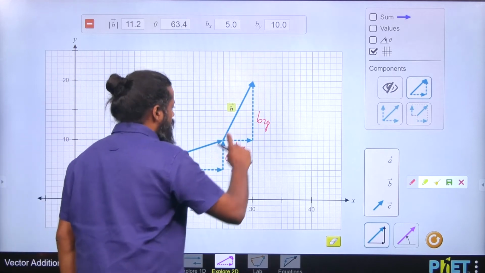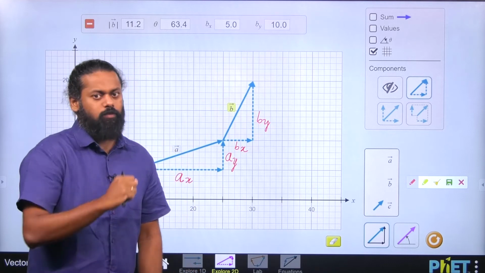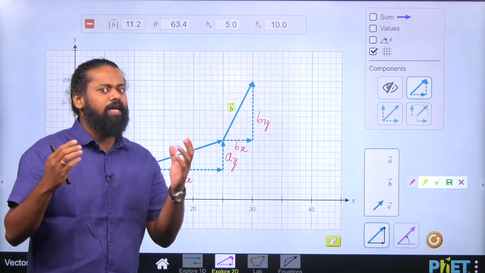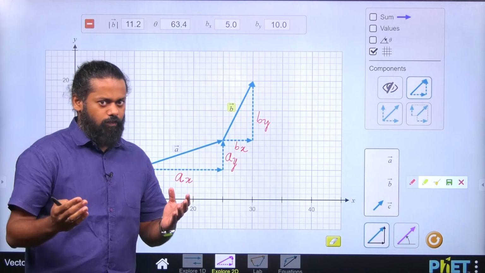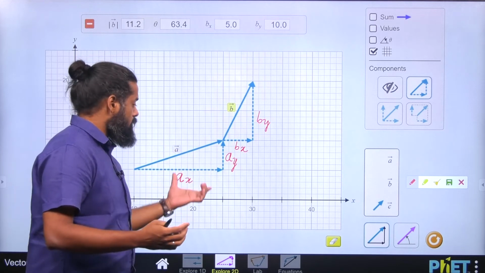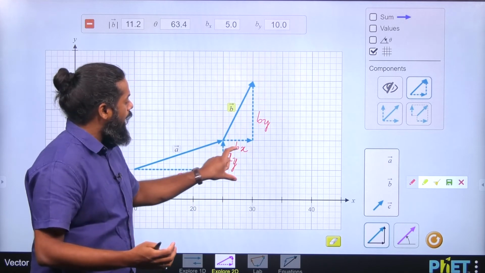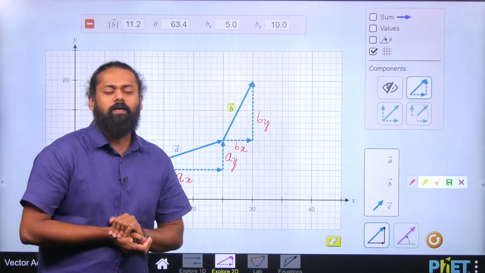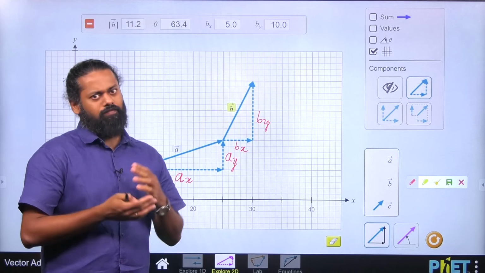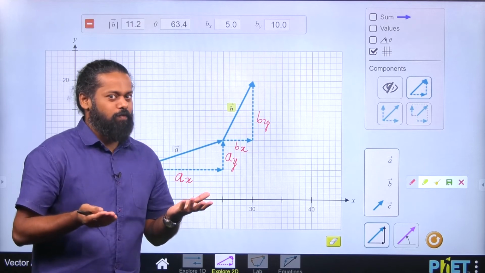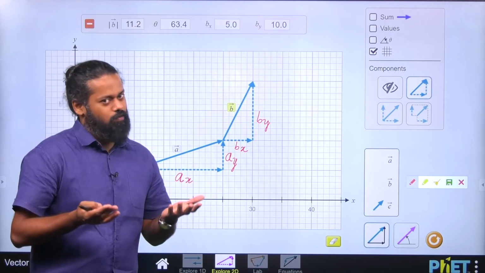Similarly, AY and BY we can add together so that the net force acting in the y direction we can find out. So that is the logic. If you have AX plus BX as the base of a triangle and height AY plus BY, then you can apply Pythagoras theorem and you can find out the hypotenuse, or the resultant. That is the logic here.